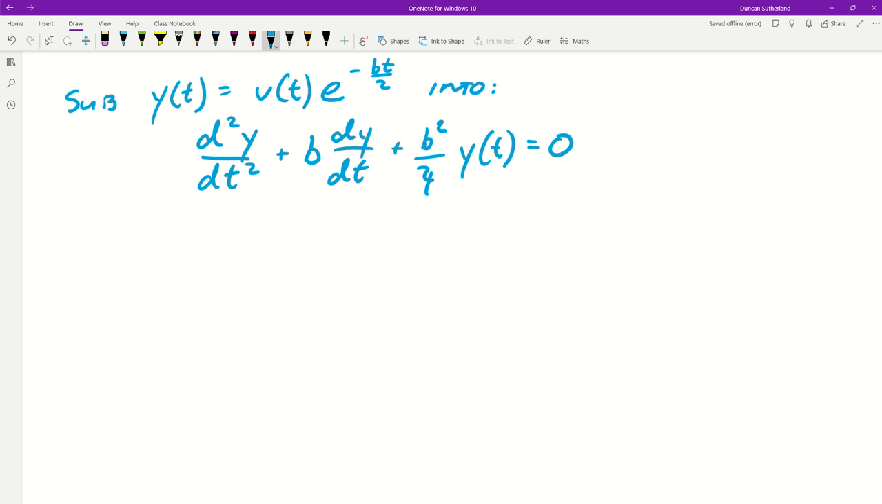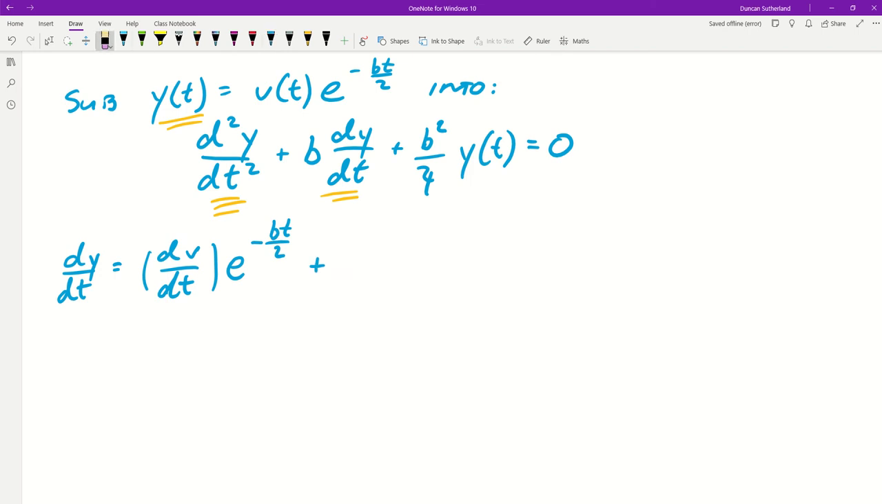Now, obviously, we're going to have to differentiate y once and twice. And to do that, we're going to use the product rule. So when we come to differentiate y, we differentiate v and leave the e stuff alone. So that's going to give us dv dt, because we don't know what v is yet, so we can't really differentiate it properly. Plus, we leave v alone and differentiate the exponential term. In this case, that's going to give us minus b on 2 times v of t times e to the minus bt on 2, right? That's just the product rule.